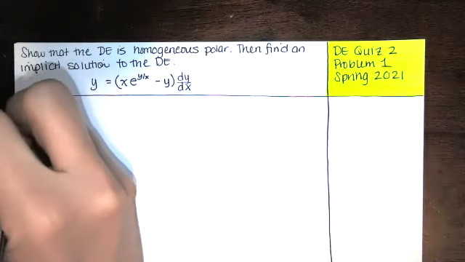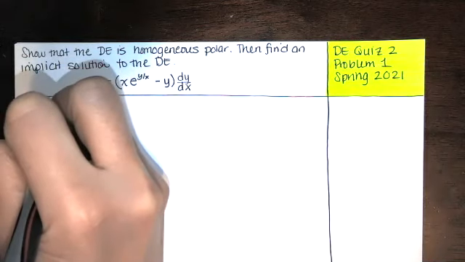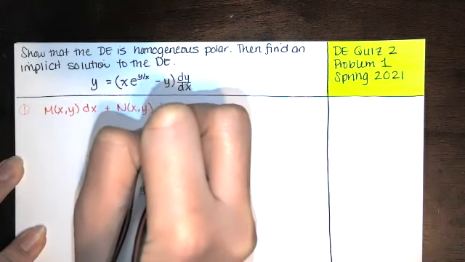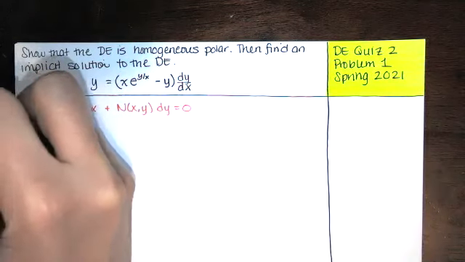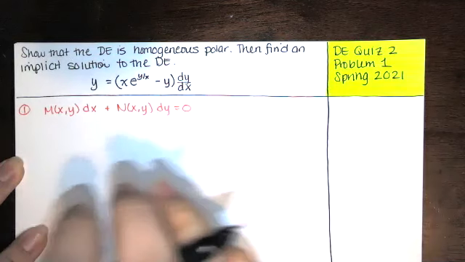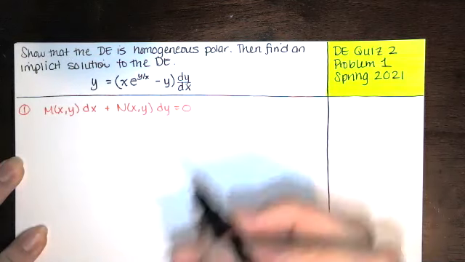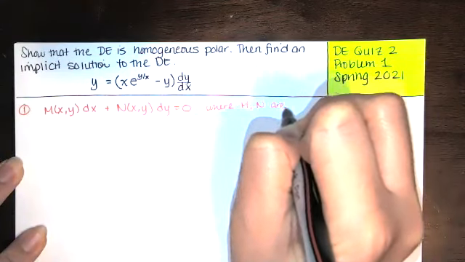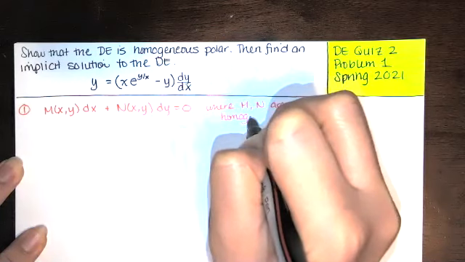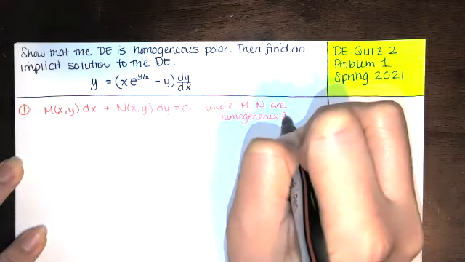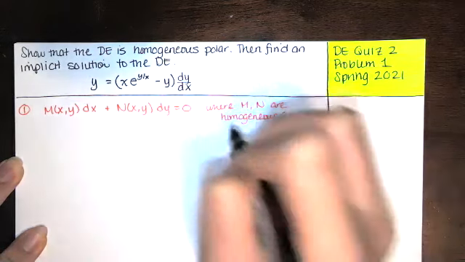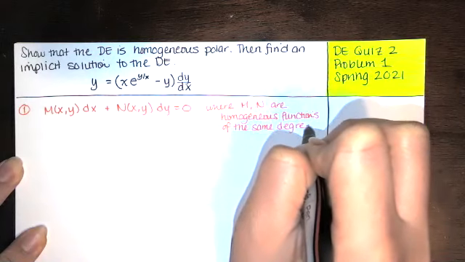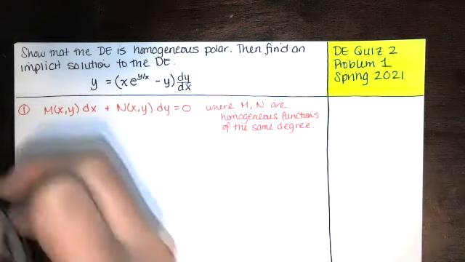If you can write the differential equation in this form as M of x, y times dx plus N of x and y times dy equals 0. If you can write that equation in this form where M and N are homogeneous functions of the same degree, and we'll talk about what that is in just a moment, then the differential equation is homogeneous polar.